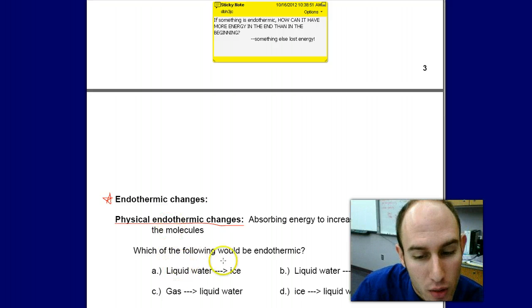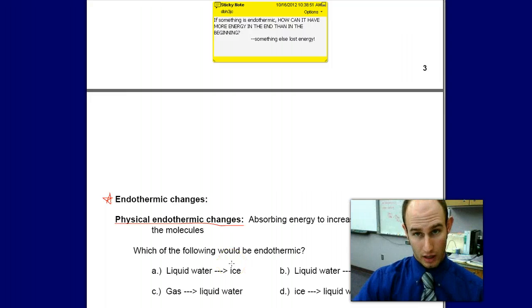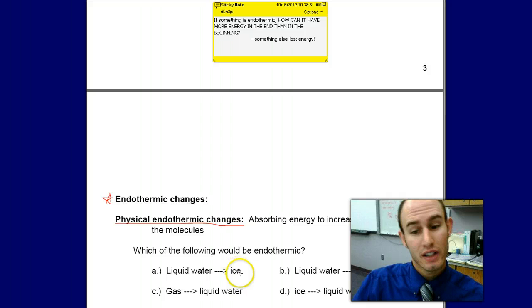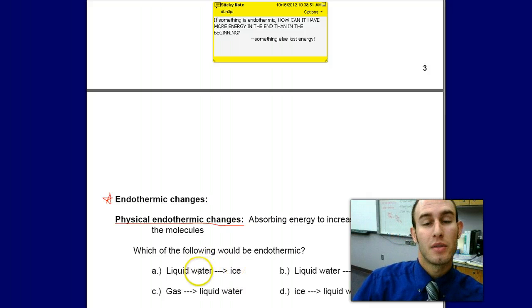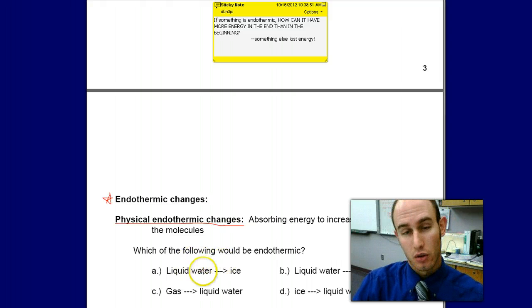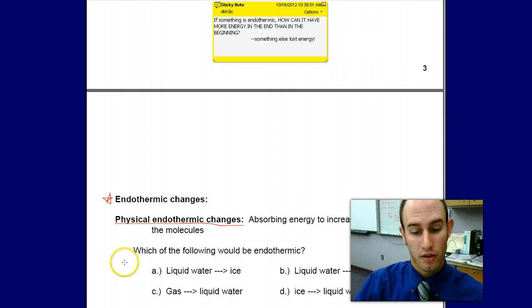In order for liquid water to become ice, does energy have to go into the water to turn it into ice, or does energy have to be taken out of the water to make it form ice? It has to be taken out of it. So it is giving off, all right? That is going to be exothermic.